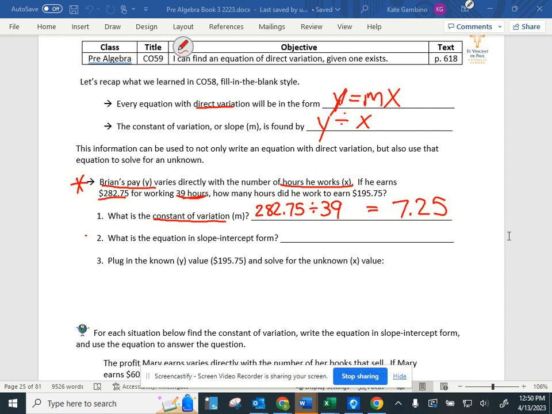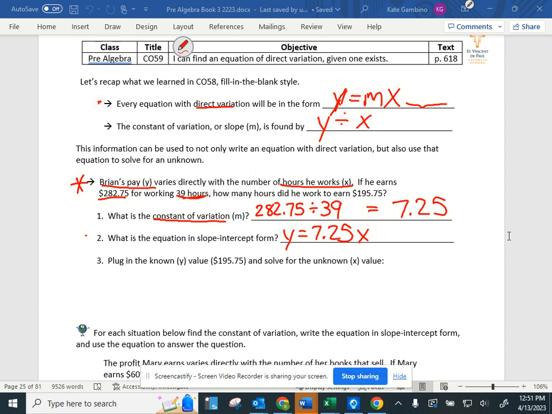Now we want to know what is the equation in slope-intercept form. How would I write that in my slope-intercept form? Chance? Y equals 7.25 plus B. Do I have plus B? Hold on. Y equals 7.25x. It is a direct variation. There is no B that we need to put on there. That y-intercept is a 0, so we don't need to worry about it when it tells us it's a direct variation. Don't need to worry about the B.